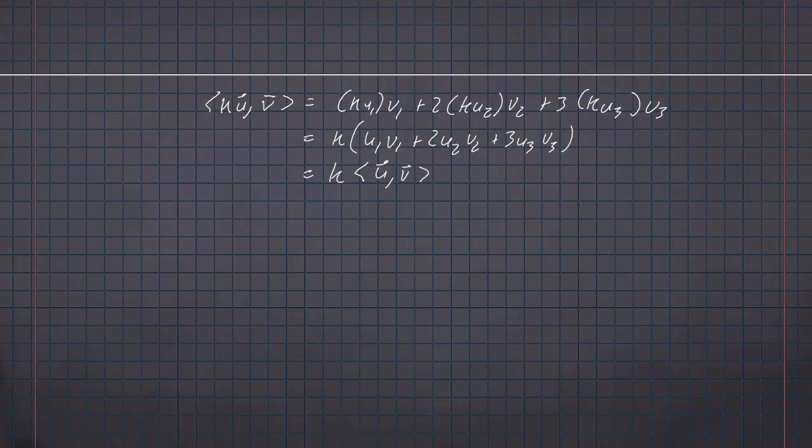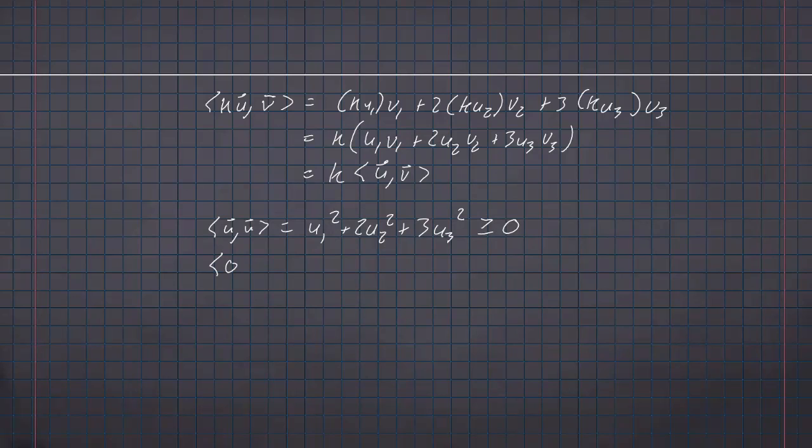The positive definite property is a little bit more annoying because it has two parts. The first part is pretty easy. You take the inner product of u with u, you get u1 squared plus 2u2 squared plus 3u3 squared. And since u1, u2, and u3 are all real numbers, squaring them gives you results that are bigger than or equal to 0, and adding together a bunch of stuff that's bigger than or equal to 0 gives you something that is bigger than or equal to 0. That's the easy part.